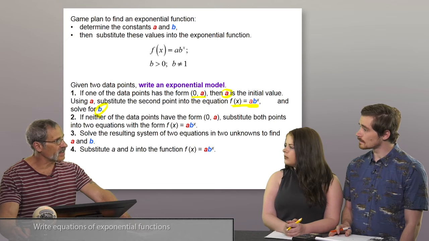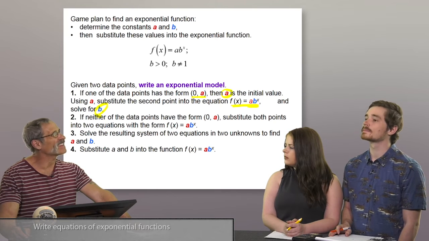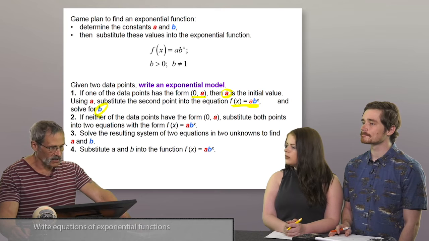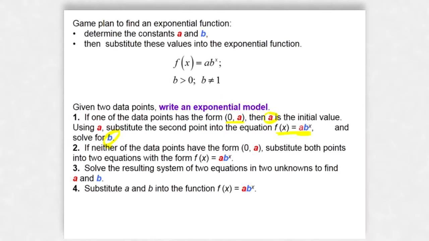The likelihood you'll see that today, yeah, that's not going to happen. It's highly unlikely. You're going to see the more difficult case. The more difficult case is, well, neither of the points have this form. You're given just 2 points. And what you'll do is substitute both of the points into this formula, one at a time, creating 2 formulas. And then you'll have to solve those 2 equations simultaneously for a and b. And again, we're looking for a and b.